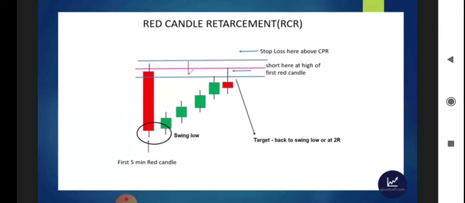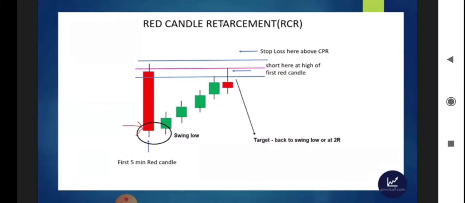The second thing is that I said if it is inside the CPR, it's high probability, right? CPR itself is a resistance, so there is a double resistance. One is the CPR resistance, one is this red candle high. So shorting here is a good opportunity. But I told you not to short a red candle just because it's red. But sometimes you can short a red candle.